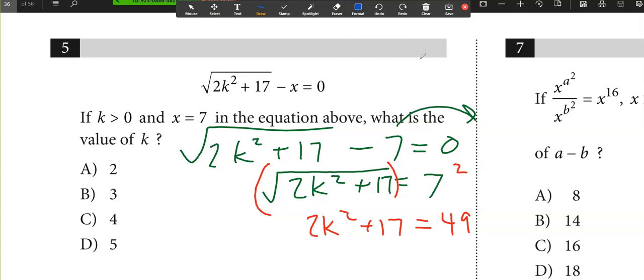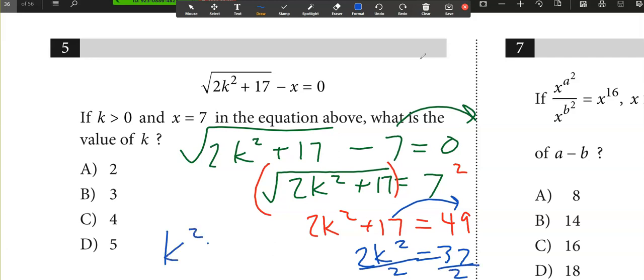So squared both sides, subtracted 17, that's 32. Divide by 2, and I find out that k squared is equal to 16. How come the answer is not negative 4? It has to be greater than 0. Good. They told me that k has to be greater than 0.